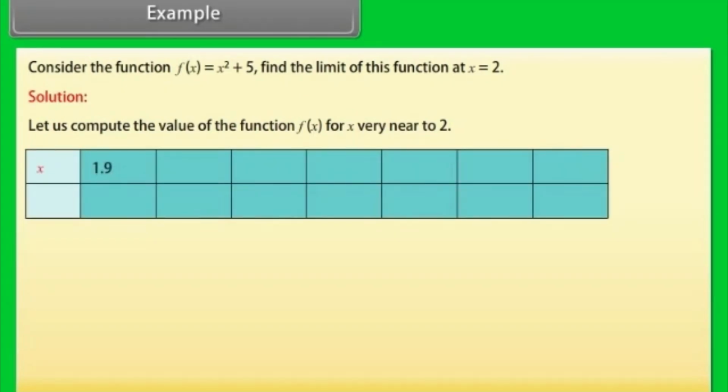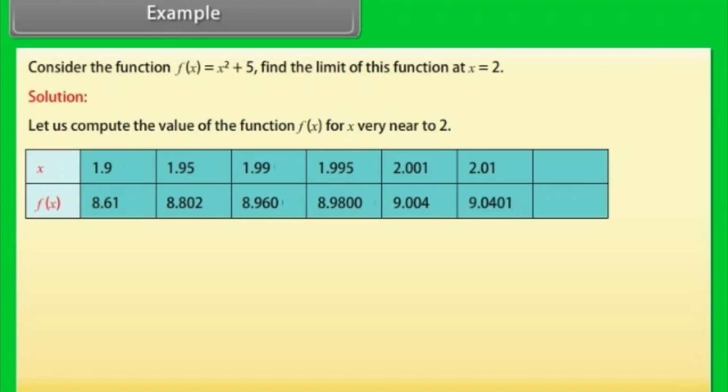For x is equal to 1.9, the value of f(x) is 8.61. For x is equal to 1.95, the value of f(x) is 8.802. For x is equal to 1.99, the value of f(x) is 8.960. For x is equal to 1.995, the value of f(x) is 8.9800. For x is equal to 2.001, the value of f(x) is 9.004. For x is equal to 2.01, the value of f(x) is 9.0401. For x is equal to 2.1, the value of f(x) is 9.41.